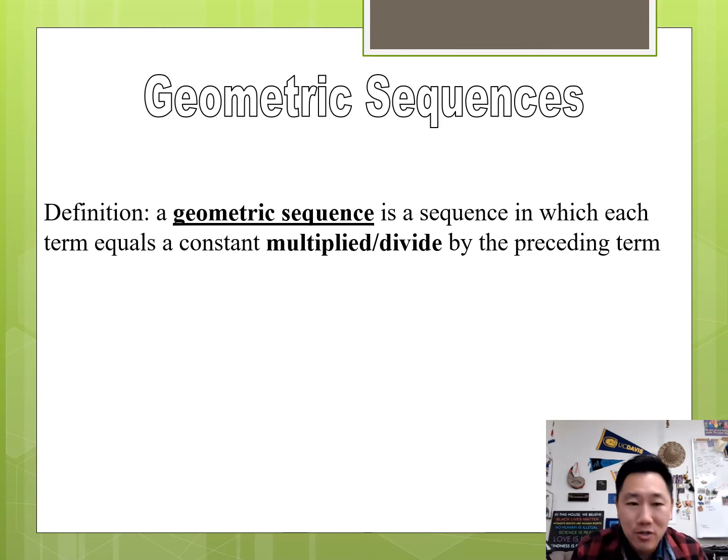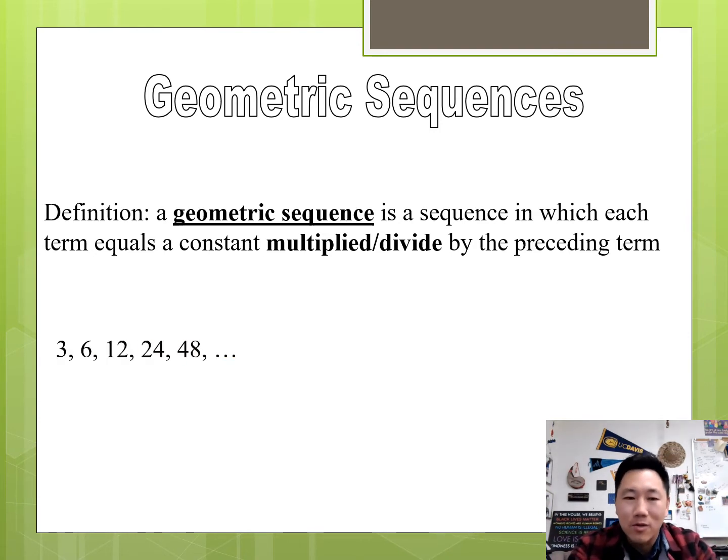All right, a geometric sequence is a sequence in which each term equals a constant multiplied or divided by the preceding term. So you're multiplying or dividing to get to the next term. Remember, arithmetic sequences were when you added or subtracted. So now let's see a geometric sequence.